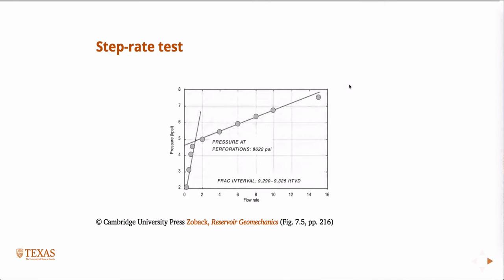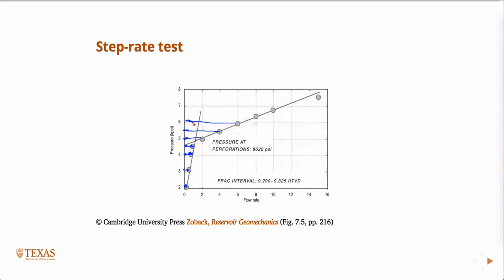S3. There's another way, it's similar in many respects to doing the test, but this is called a step rate test. So in a step rate test, instead of injecting at a constant pressure, you're going to increase the injection rate. So you're going to inject at one rate and record the pressure, inject at one rate and record the pressure, inject at one rate and record the pressure, and just continue to do this.